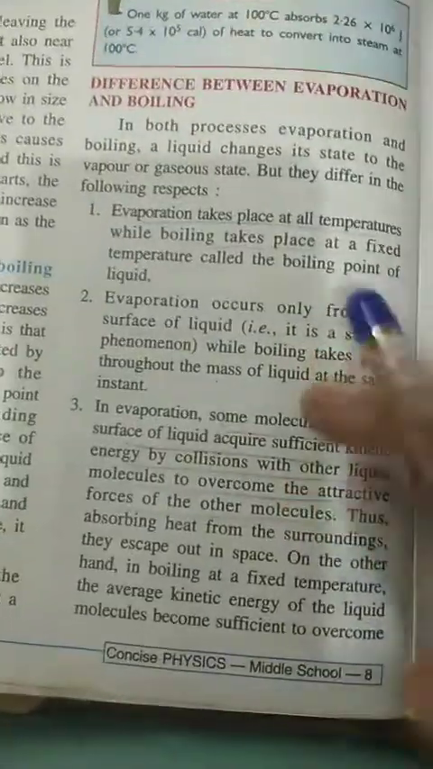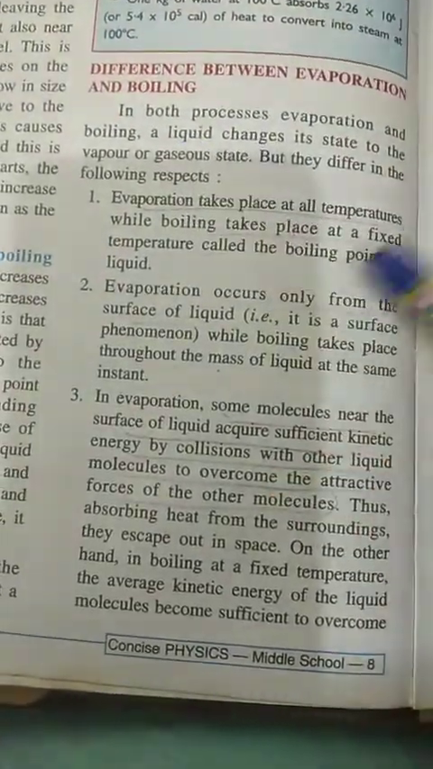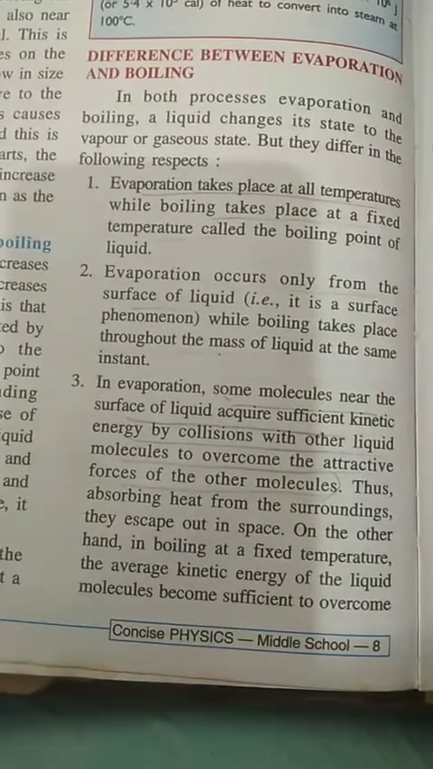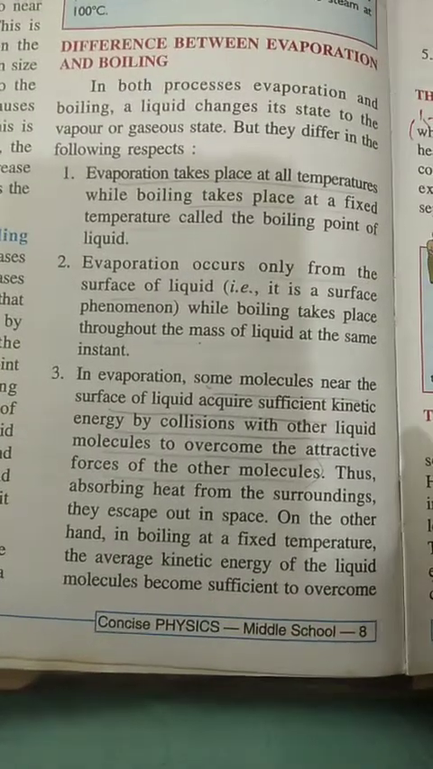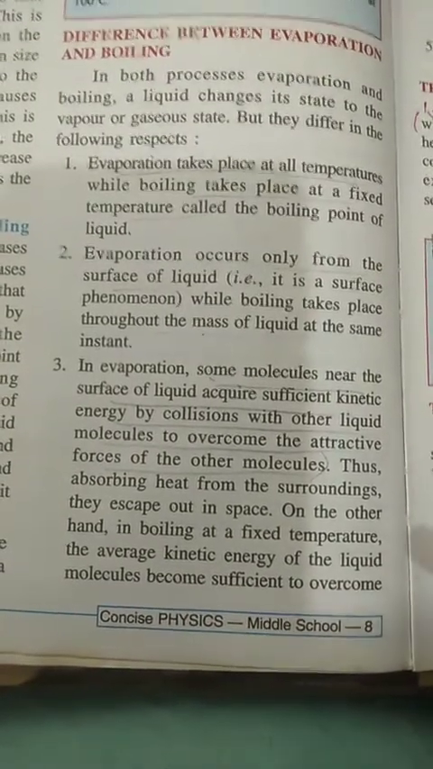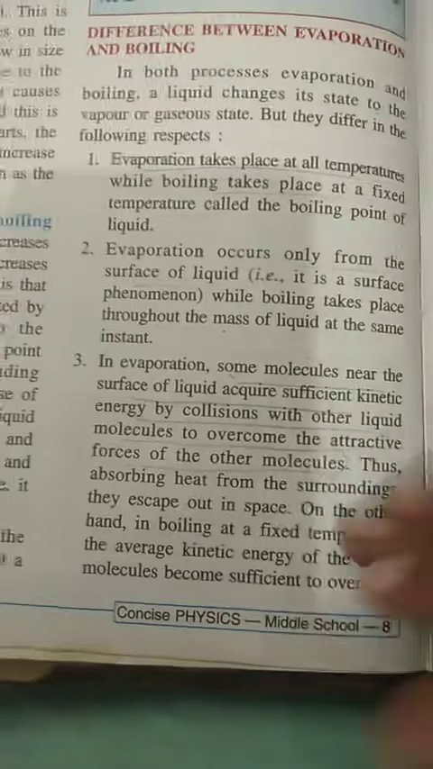Now, the difference between evaporation and boiling. This we have also done in the previous chapter. Difference between evaporation and boiling: evaporation takes place at all temperatures, while boiling takes place at a fixed temperature, that is 100 degrees Celsius. Evaporation occurs only from the surface, but boiling takes place in the whole of the liquid.